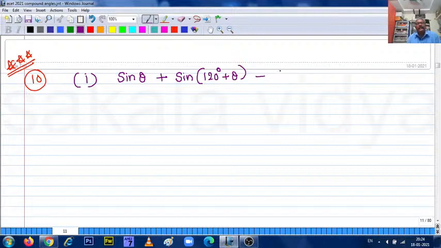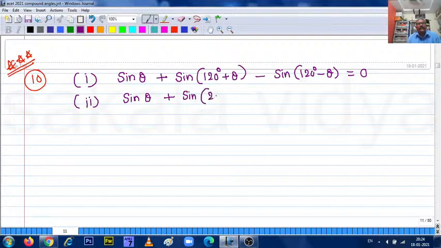and minus sine of 120 degrees minus theta. This is 0, you remember. So it is very useful for the Eamcet class also. Second one: sine theta plus sine 240 degrees plus theta and minus sine 240 degrees minus theta is also 0.